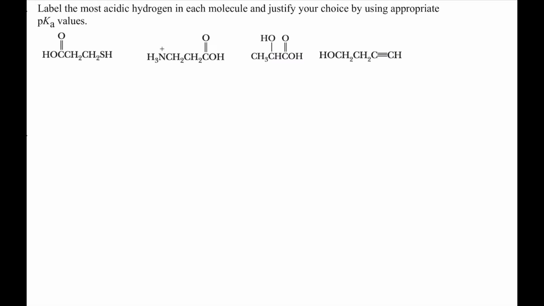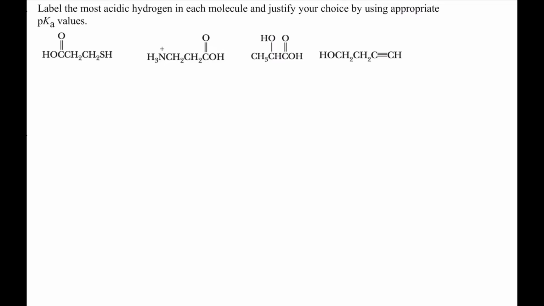Label the most acidic hydrogen in each molecule and justify your choice by using appropriate pKa values. Now, here are 4 different compounds, and we need to find out which one of the hydrogens in these compounds is going to be acidic. Let's first consider the different factors that are going to affect the pKa value of the compound.